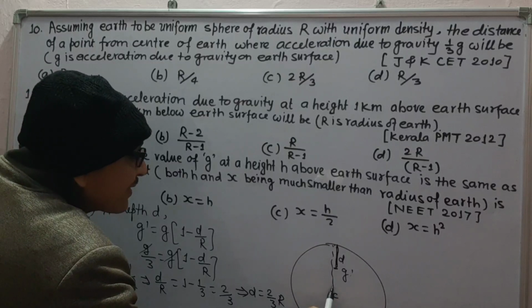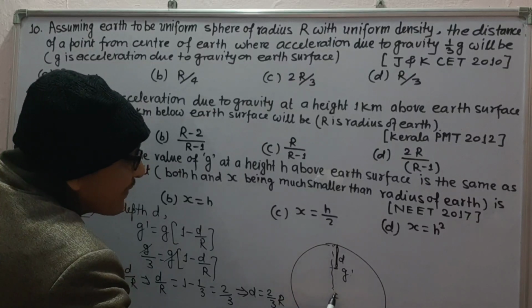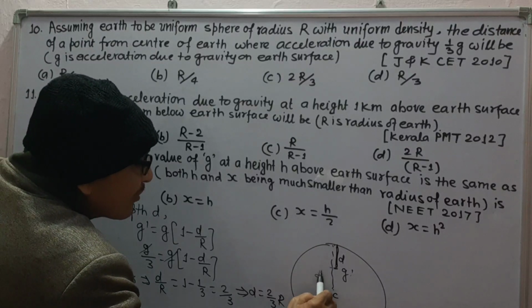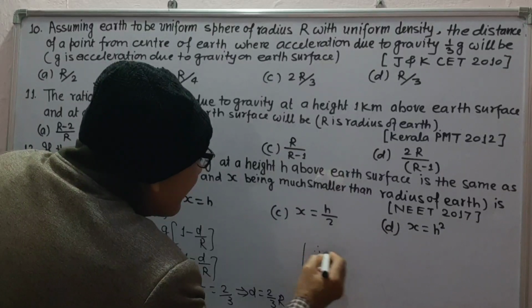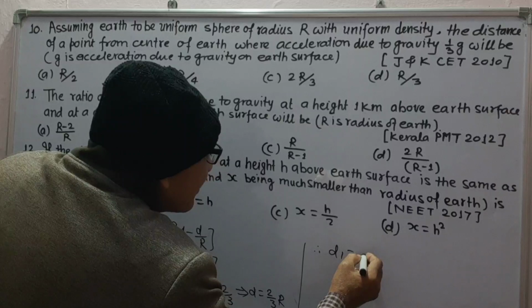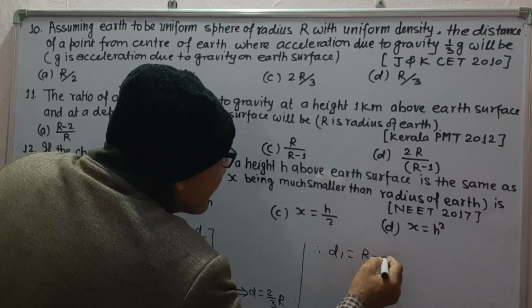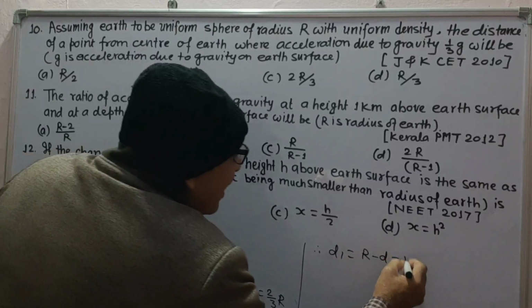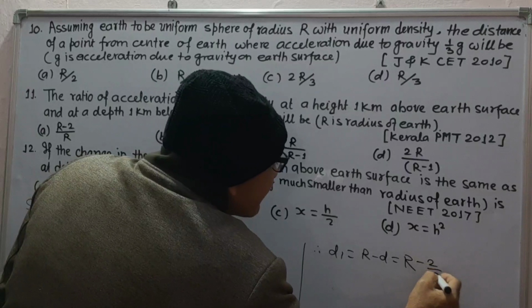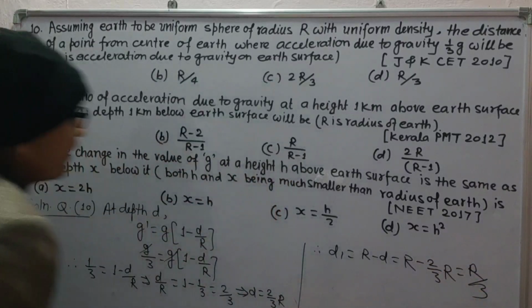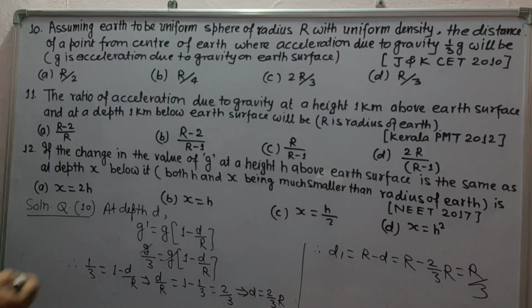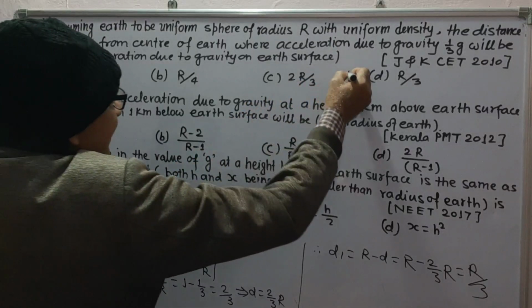Therefore, the distance of the point from the center C, suppose this is d1, will be d1 equal to r minus d, r minus 2 by 3 r, which is r by 3. So the correct option will be D.